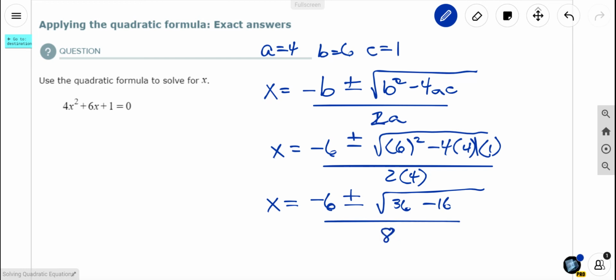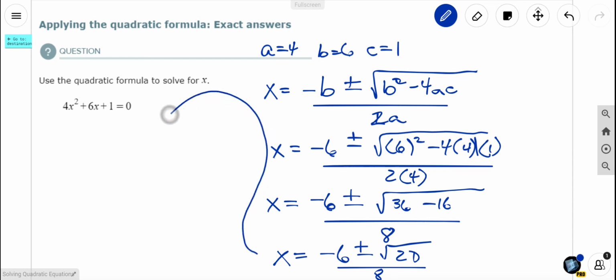Okay, not done yet. You have to have a lot of patience with these because they go all the way down. Sometimes you have 8 lines. Plus or minus the square root of 20 all over 8. Still not done. Let's go over here. Okay, so then you go, square root of 20. There's a perfect square that goes into 20, and that is 4. 20 is equal to 4 times 5, so we can break this apart.